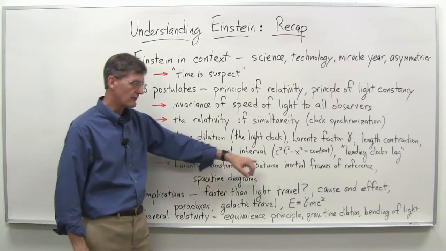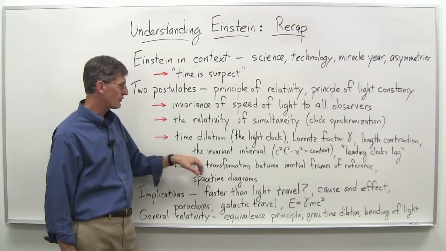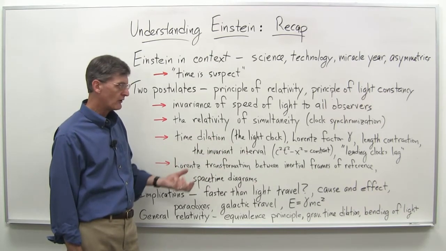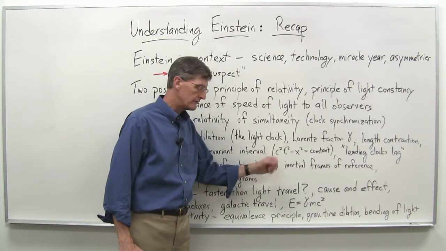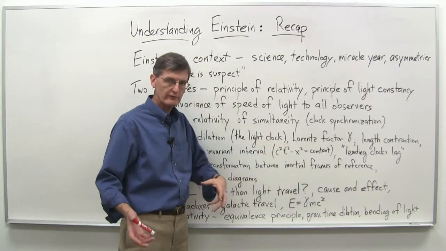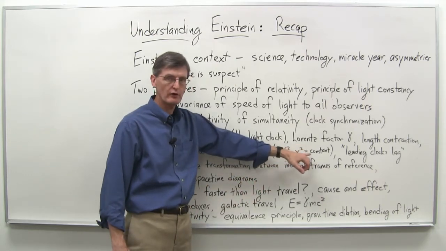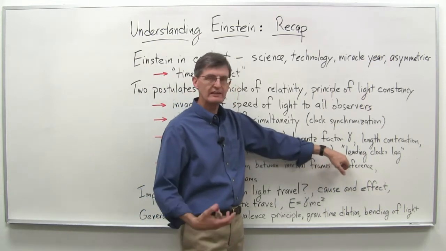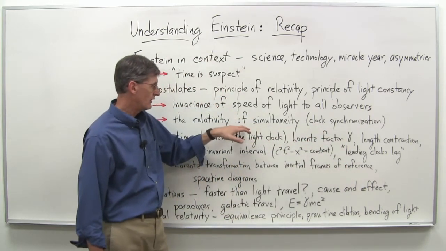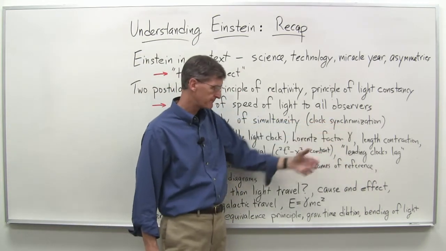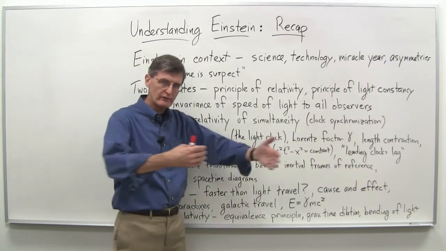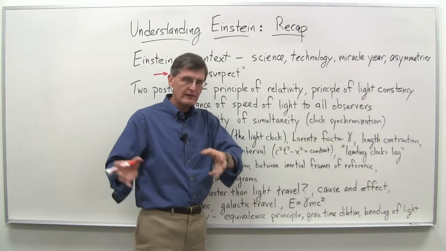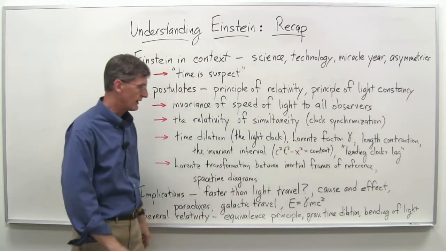The invariant interval, I actually did write down this formula just to remind us. That also came out of an analysis of the light clock thought experiment, and we showed that for all observers, this combination of things from two events in one frame versus another frame, c squared t squared minus x squared, will always be constant, and it allowed us to do a few calculations with that. And then the phrase "leading clocks lag": we talked about the relativity of simultaneity, relativity of synchronization, but if, as you observe, two clocks go by, moving with respect to you, the leading clock will lag behind the trailing clock.